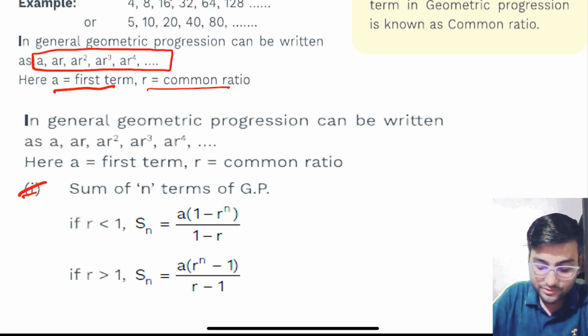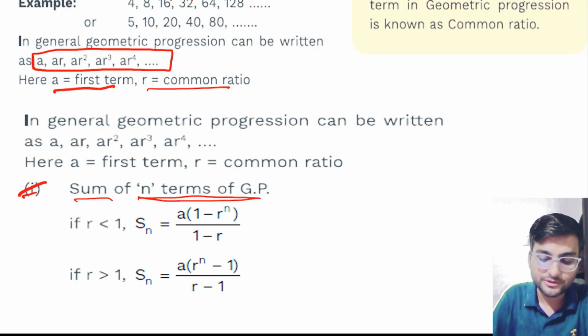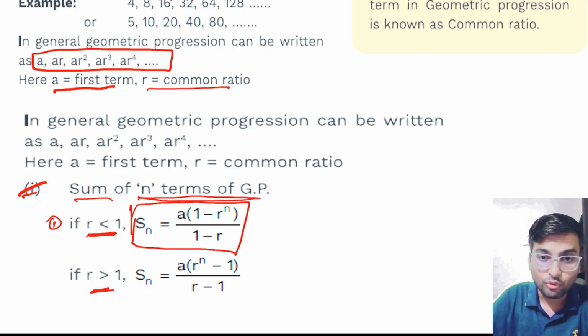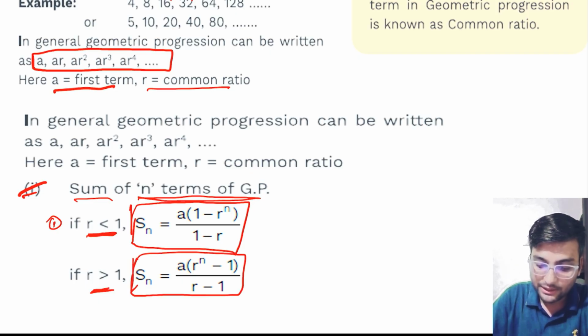Whenever I am saying the sum of n terms in GP, suppose we are finding the n terms in GP, and here the common ratio is less than 1. This is a very important point. If the common ratio is less than 1, we use this formula. This is a very important formula. If the common ratio is more than 1, then we use this formula, for n number of terms. This is the first case.